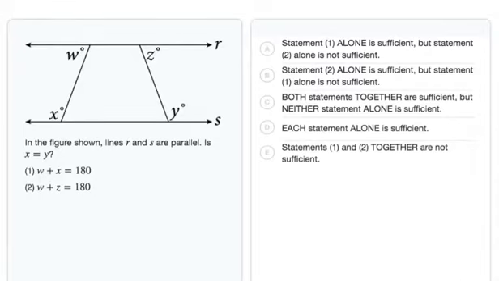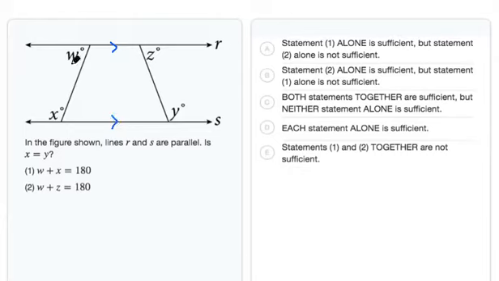To solve this data sufficiency question, we'll consider each statement separately first and then together if needed. Before we dive into the statements, let's go ahead and label our diagram with a little bit more information. We're told that in the figure shown above, lines R and S are parallel. So we can just mark these as parallel for now, so that we don't forget.